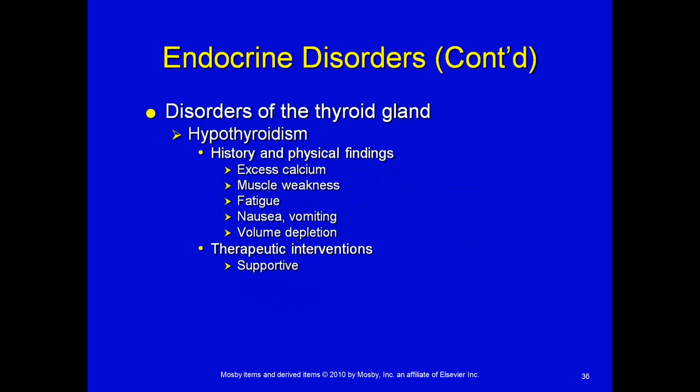Hypothyroidism, it should be hypoparathyroidism: muscle weakness, fatigue, vomiting, volume depletion, that sort of stuff. And as a result, with these types of endocrine disorders, our therapeutic interventions are just to be supportive. If they're dehydrated, as evidenced by an orthostatic vitals check, if they're lightheaded, dizzy, with nausea and vomiting, treating them with fluids if they're orthostatically positive, or giving them something for their nausea would be appropriate.